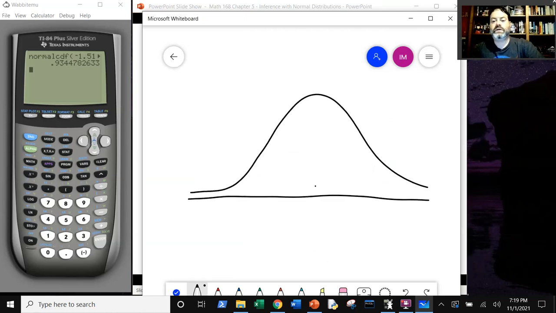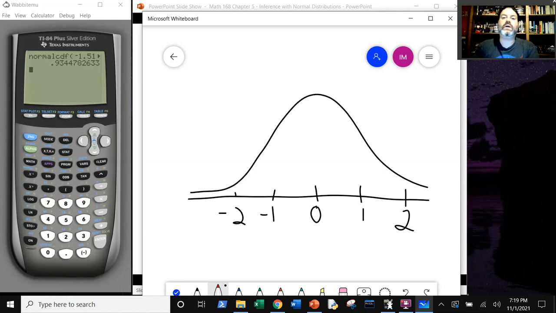Draw a nice little curve. 1, 2, 3. 1, 2. And then just label everything. 0, 1, 2, negative 1, negative 2. And we do the same thing here. So we want to know the area between 1.1 and 2.1. So 1.1 is right about here. 2.1 is right about here.